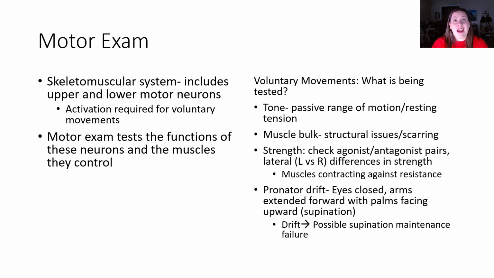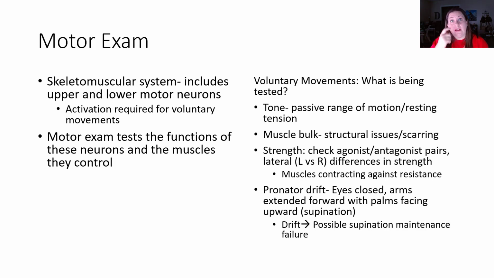Now, on the motor side, this is going to look at the skeletal muscular system and how it's communicating back with the sensations that come in. And so this is going to look at a number of things. We want to look at tone of the muscles. This is going to be done through passive range of motion, resting tension. So the doctor might say, okay, relax your arm, and now I'm going to just move it. They're testing to see if the muscles can be utilized. They'll move your wrists back and forth. They might move your feet, your leg, but they're passively moving it. They are not having you engage your muscles.